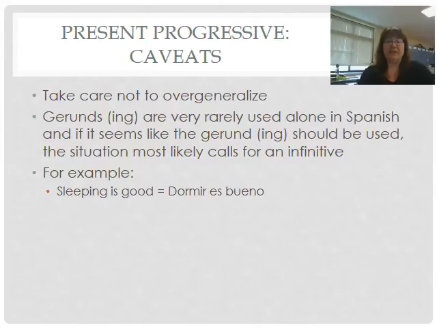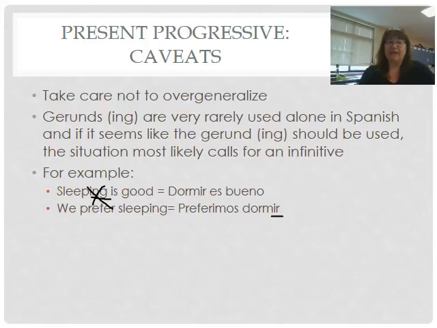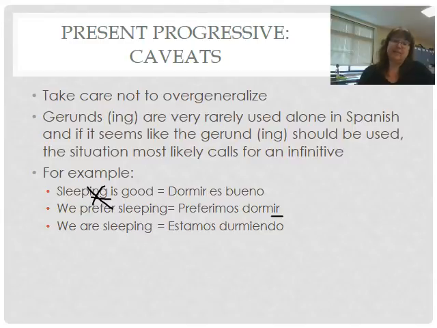For example, if I say sleeping is good, I'm not going to say durmiendo because I'm not sleeping, right? I'm awake. I'm talking to you. So instead of the gerund, I would use dormir. I'd use the infinitive. Or we prefer sleeping. Again, it's the infinitive because I'm not sleeping. I'm just talking about it. And then we are sleeping. Oh, look, we are sleeping. Paul and I, we are taking a nap. We're asleep. Our eyes are closed. We could say estamos durmiendo. We wouldn't because we're asleep, but you get the point.